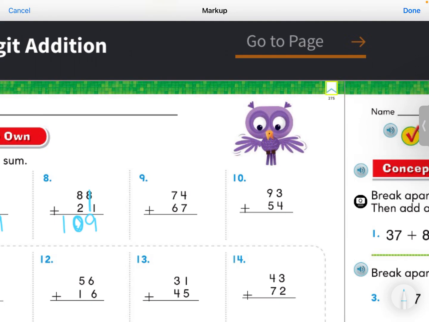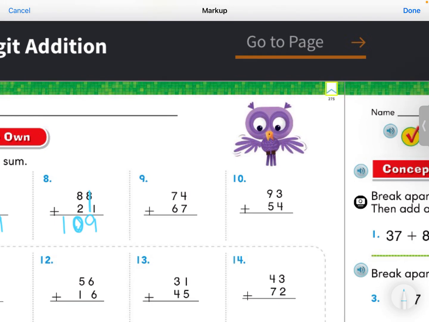Number 9, 74 plus 67. Add my ones together. 4 plus 7, 11. I regrouped. I carried my 10 over. I'm going to go ahead and put that 10 with that 6 because I like the doubles. So then I would have 7 tens plus 7 tens. 7 plus 7 is 14. So it would be 141.